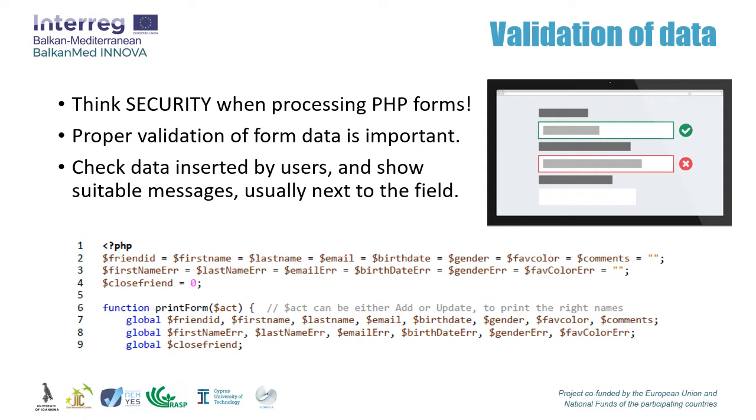But what will we do with the data sent to us? Think security when processing PHP forms. Proper validation of form data is important to protect your form from hackers, spammers or just invalid data. That's why we declared in line 3 some global variables like firstnameError. These variables will hold error messages for the corresponding fields.